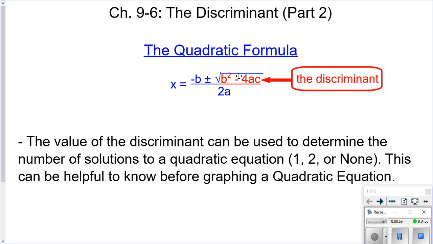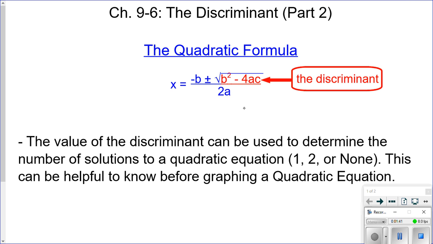Remember, a quadratic equation can have either one solution, two solutions, or no real number solutions. So 1, 2, or none. And the discriminant can help us figure that out before we start. Also, as a quick review, when you're graphing quadratic equations, the solutions are the x-intercepts. So if your parabola crosses the x-axis in two locations, you have two solutions. If your vertex is on the x-axis, then you only have one solution. And if your parabola doesn't make contact with the x-axis at all, then there's no real number solutions.